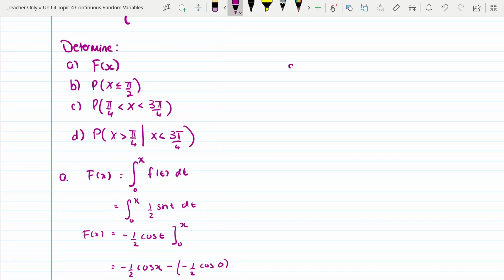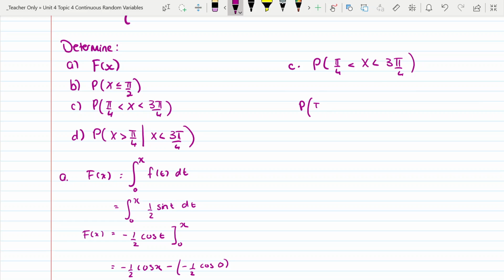C, probability of x falling between pi on 4, it doesn't matter if it's less than or equal to or just less than, and 3 pi on 4. Now there's two ways we could do that. We could either use our probability density function and do the integration, okay, or we could use our cumulative distribution function. Either way, you're going to get exactly the same answer, and I wanted to show you that, okay.